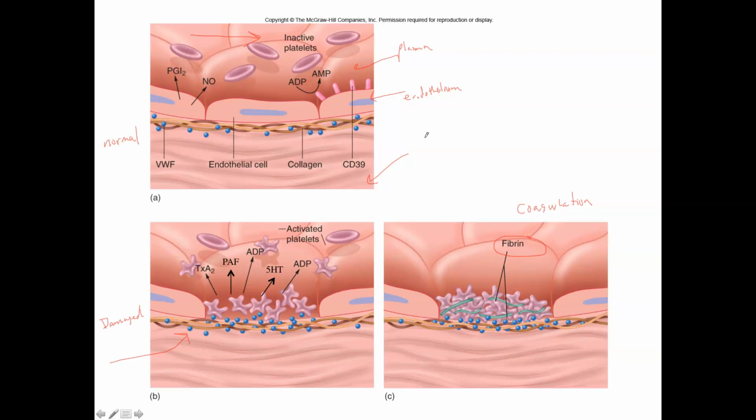One of the chemicals that is produced is known as prostacyclin. This PGI2, this is prostacyclin. And prostacyclin is a prostaglandin chemical. It's actually made from phospholipids. And this prostacyclin is preventing platelets from aggregating together. So it's preventing platelets from sticking to each other.